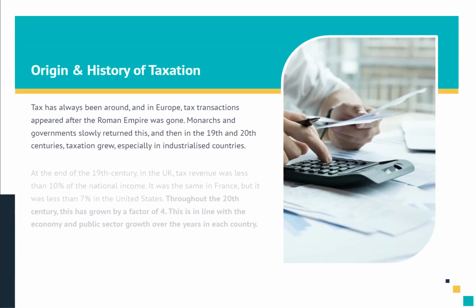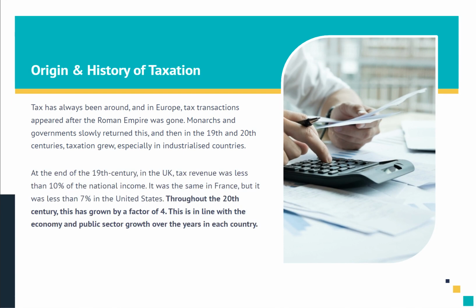Tax has always been around, and in Europe, tax transactions appeared after the Roman Empire was gone. Monarchs and governments slowly returned this, and then in the 19th and 20th centuries, taxation grew, especially in industrialized countries. At the end of the 19th century, in the UK, tax revenue was less than 10% of the national income. It was the same in France, but it was less than 7% in the United States. Throughout the 20th century, this has grown by a factor of 4. This is in line with the economy and public sector growth over the years in each country.